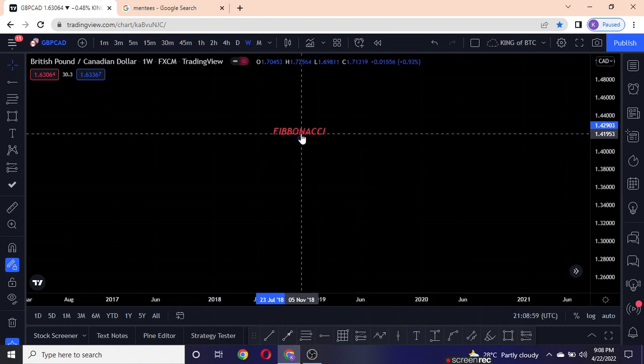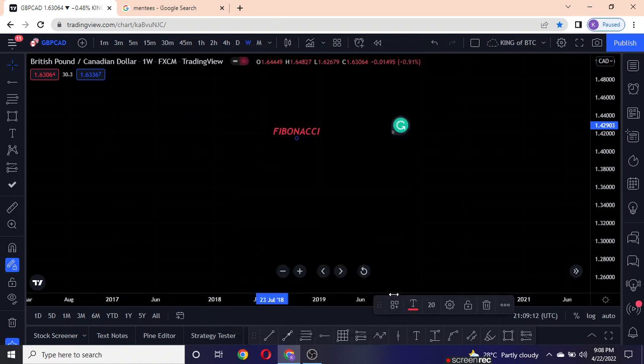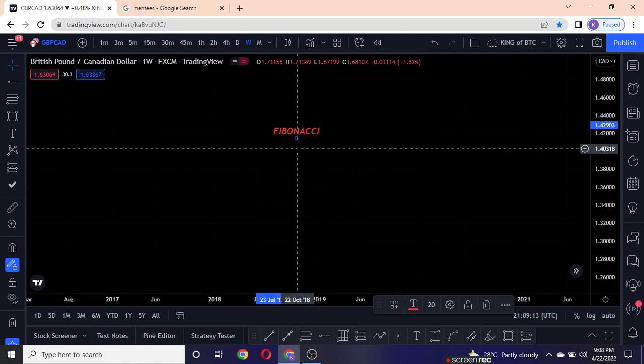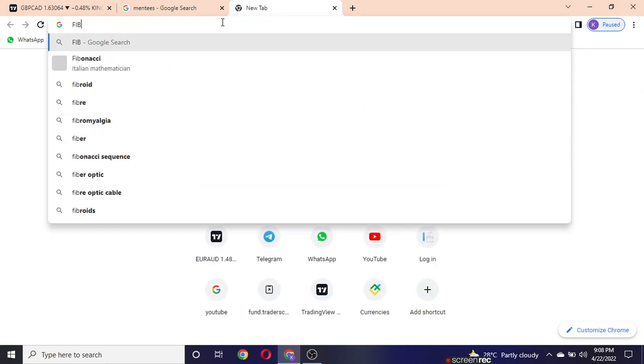Okay, so what is Fibonacci? Yes. What is Fibonacci, or who is Fibonacci? Fibonacci is an Italian mathematician. So quickly, let's go to Google together and search about Fibonacci.